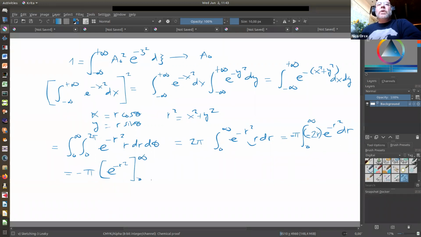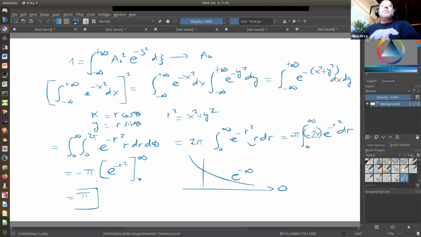So between 0 and infinity, we know that the exponential to minus infinity goes to 0. So basically, we have that this is equal to minus pi times 0, and e to the 0 is 1, minus minus. So basically, the solution is just pi. Right? If this is pi, we have our solution. We can go back here.